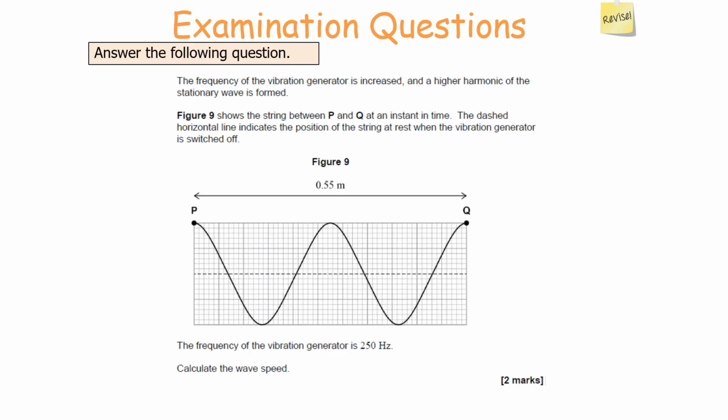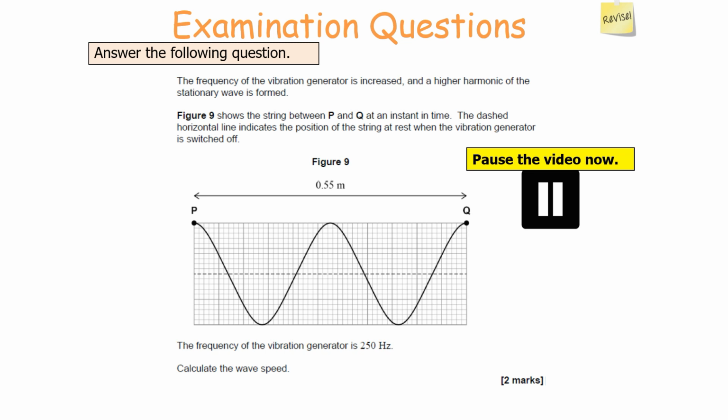The frequency of this vibration generator is then increased, and a higher harmonic of the stationary wave is formed. Figure 9 shows the string between P and Q at an instant in time. The dashed horizontal line indicates the position of the string at rest when the vibration generator is switched off. The frequency of the vibration generator is 250 Hz. Calculate the wave speed. Pause the video now, then unpause the video when you want to go through your answer.